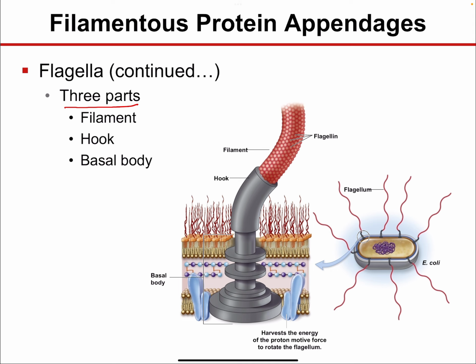You have the filament that is made up of proteins that we call flagellin. Okay? We have the hook. Okay? And we have the basal body. So, filament made up of flagellin, hook, and the basal body.